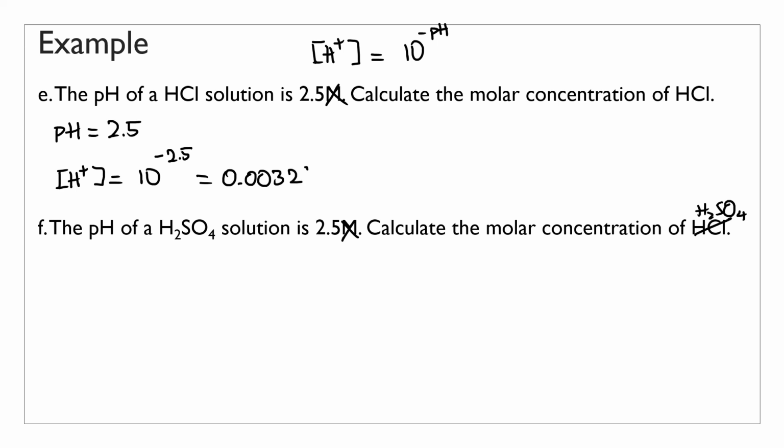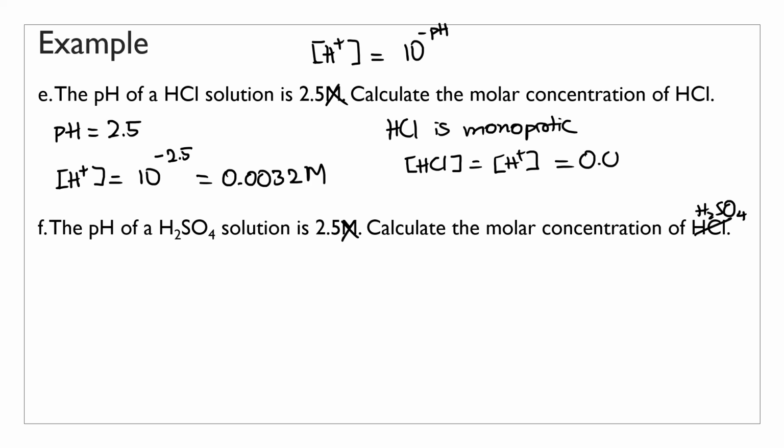0.0032. So molar concentration, okay? And because HCl is monoprotic, there is only one hydrogen for every HCl. I know that the concentration of HCl would equal the concentration of hydrogen ion, and it would be 0.0032 molar. So this is the final answer. Let's do one more example.